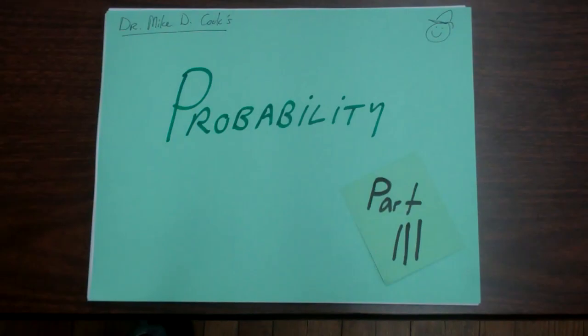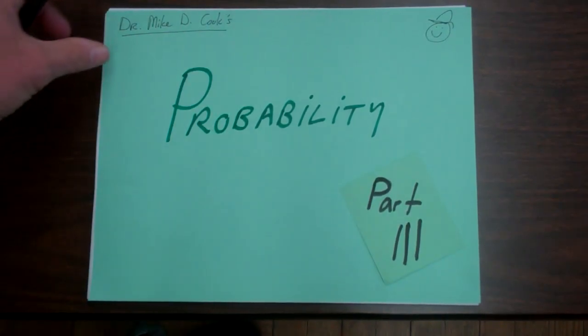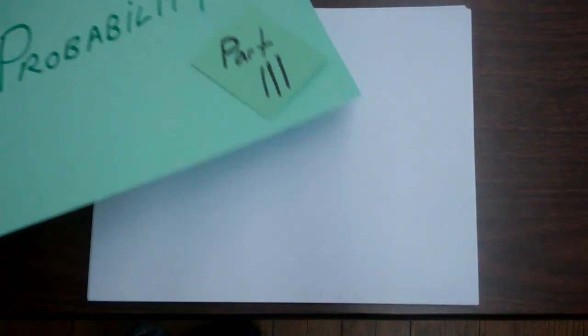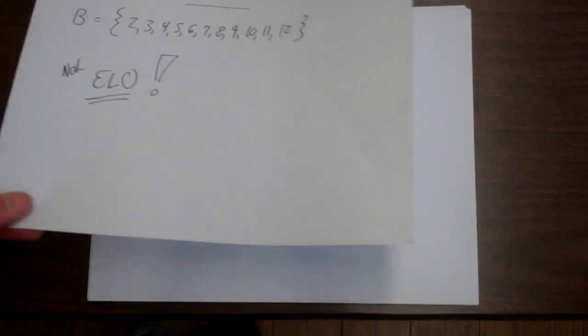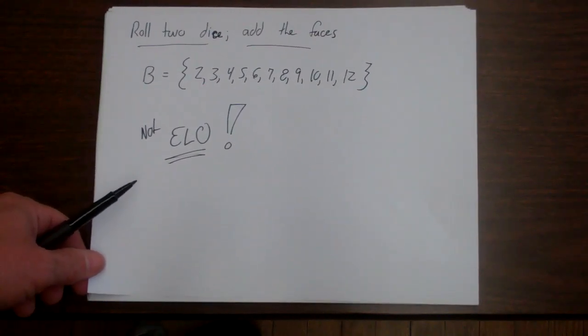This is the third in a series of videos on probability. In this video, what we're going to do is take a problem which is not ELO and try to convert it to one that is. This is a trick that doesn't always work, but works sometimes.